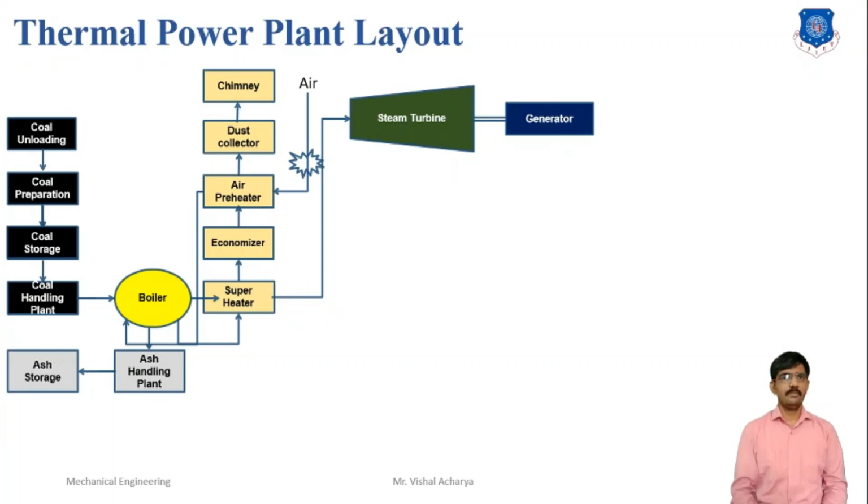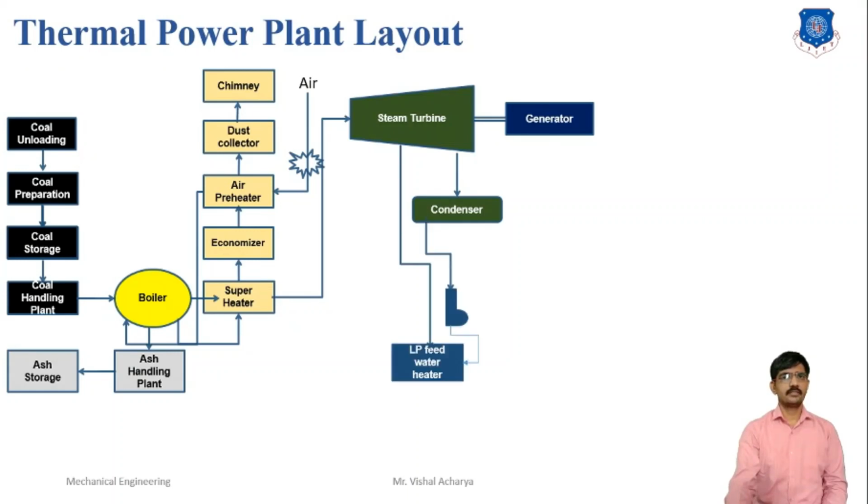Here high pressurized steam is expanded in the steam turbine and converted into low pressurized steam. Low pressurized steam is passed through the condenser. The condenser is a device which converts low pressurized steam to water. Here the feed water circuit starts.